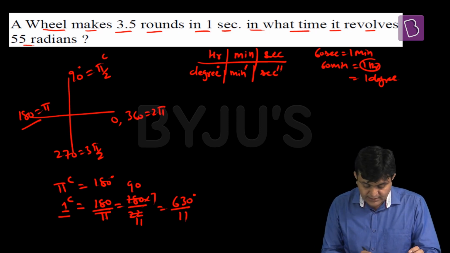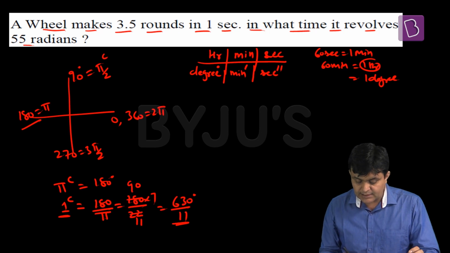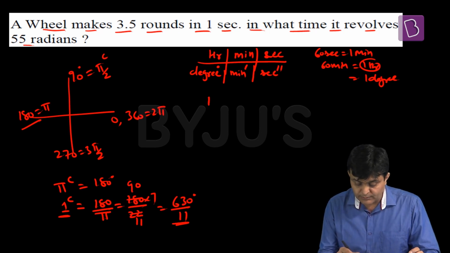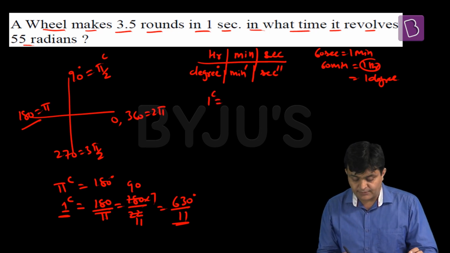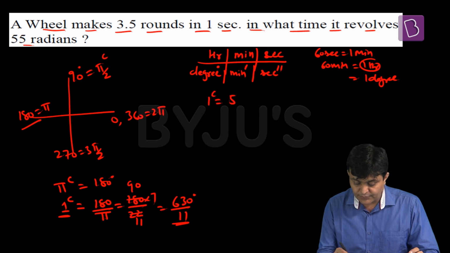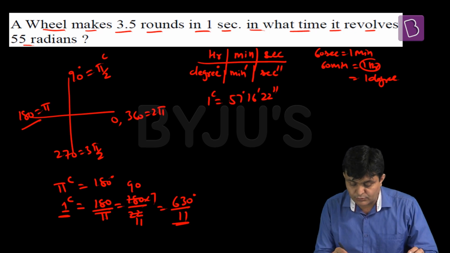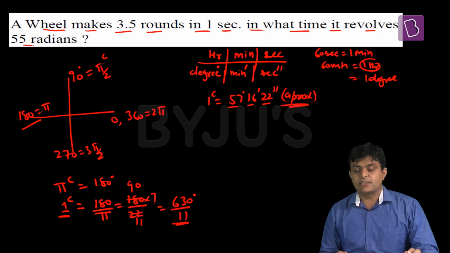So 1c, 1 radian is 630 by 11 degree. So make it complete. Divide 360 by 11. It is 57 degrees, 16 minutes and approximately 22 seconds by calculating. 1c is equal to 57 degrees, 16 minutes, 22 seconds. It is approximately 1c is equal to.